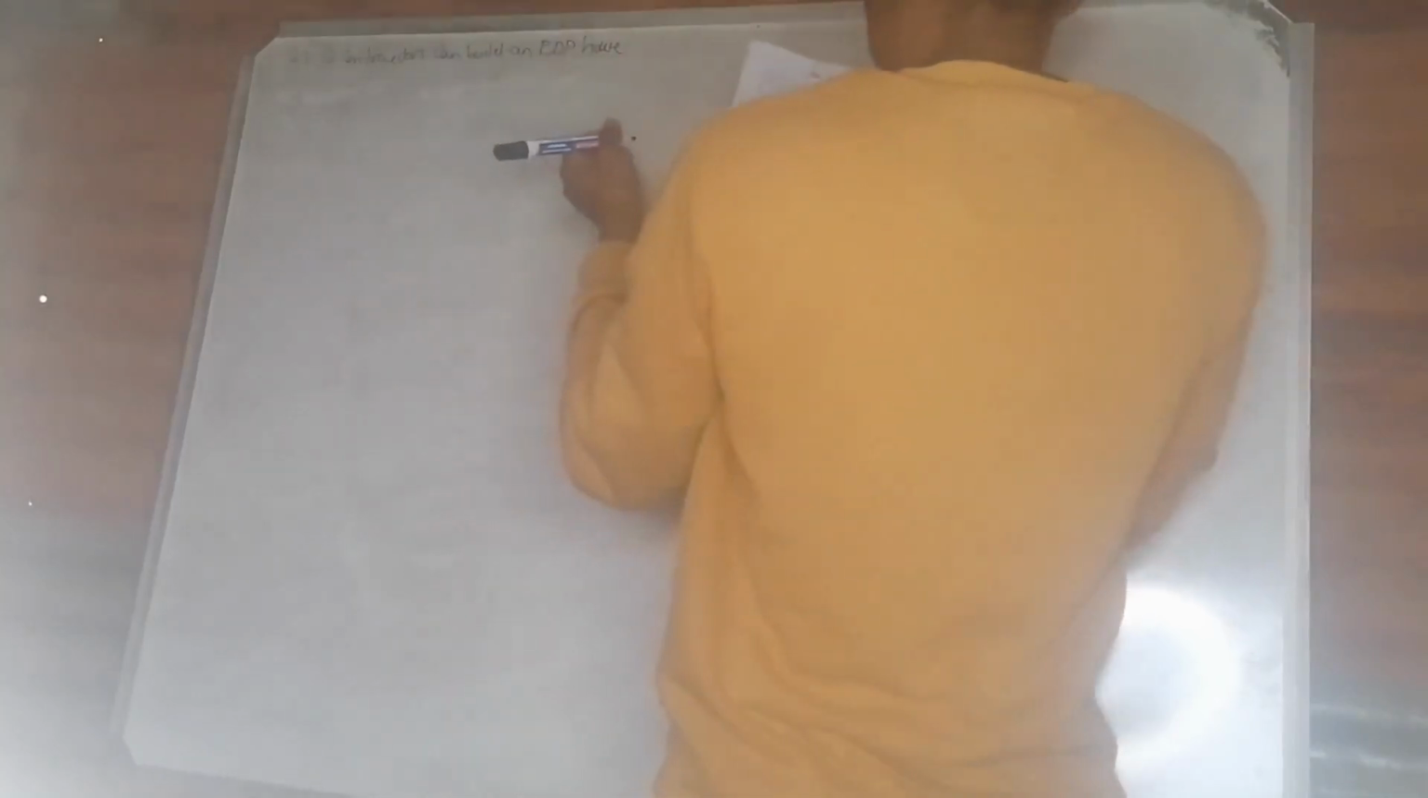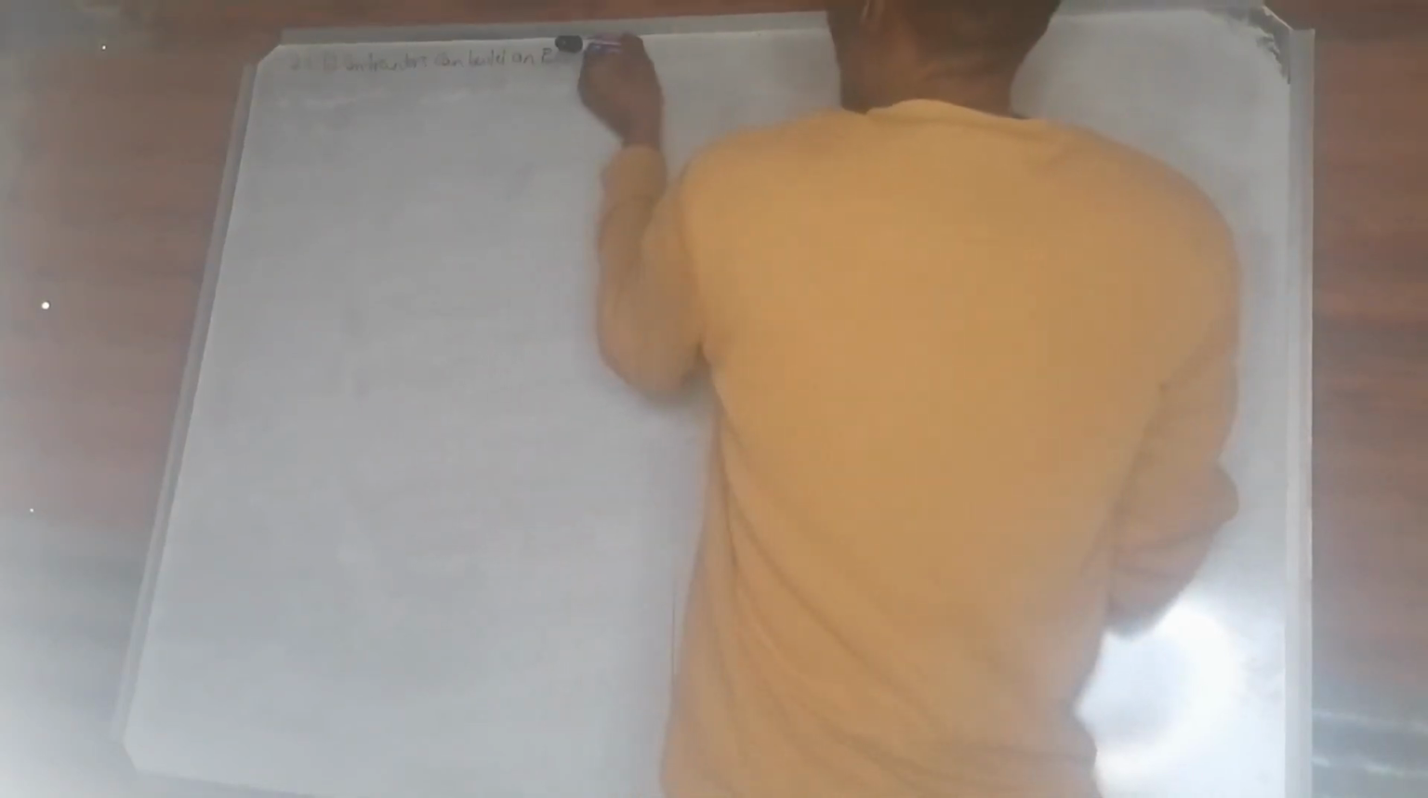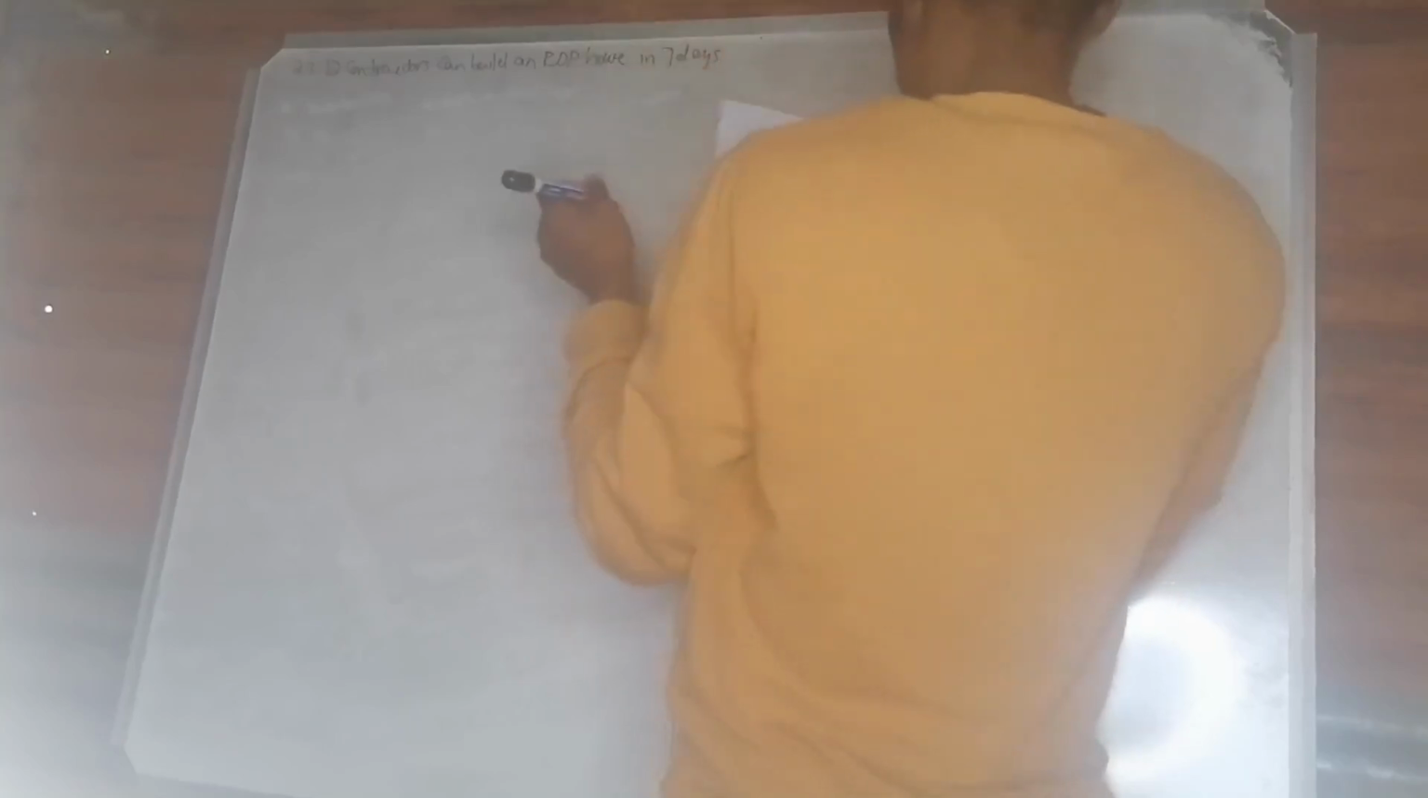12 contractors can build an RDP house in 7 days. How many contractors working at the same rate will be needed to build the house in 4 days? Right.